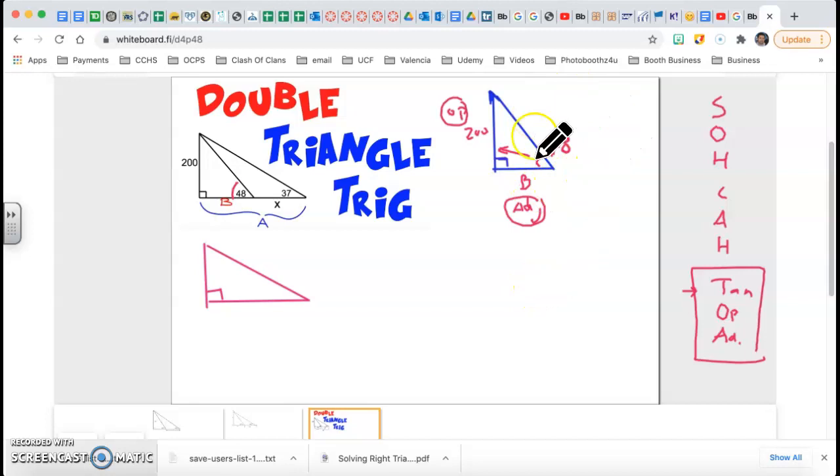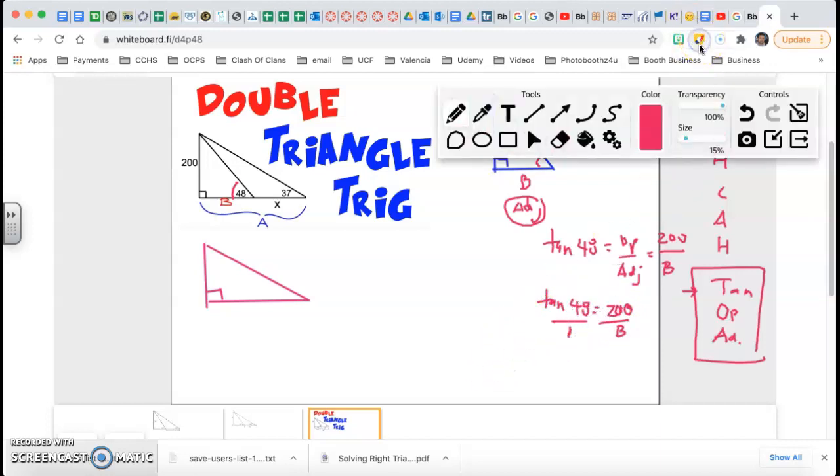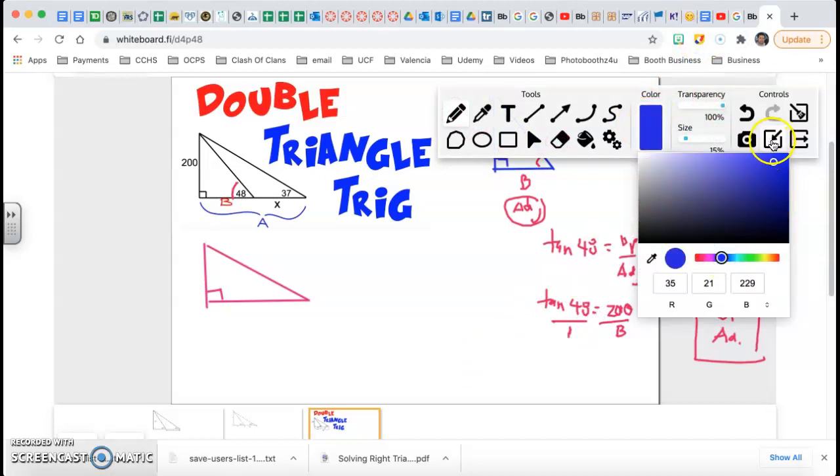So what I want to do is write tangent of 48. Tangent of my angle equals opposite over adjacent, which is 200 over B. Okay, so let me write that again. Tangent of 48 is 200 over B. Now remember, the idea is to leave the B by itself. Because the B is in the denominator, I make my tangent a fraction. And to solve this real quick, I do cross multiplication.